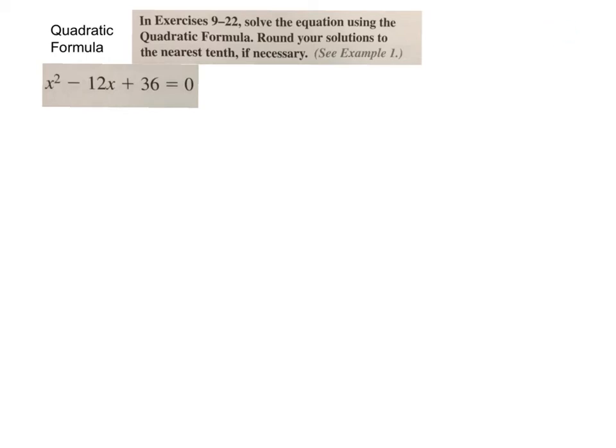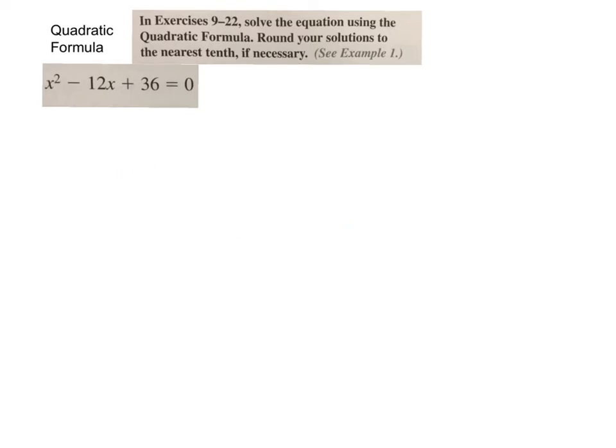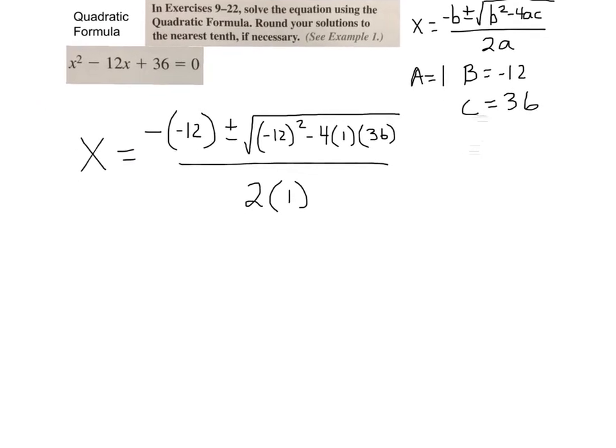So let's do that. I've got x equals negative, and then whatever b is, in this case negative 12, plus or minus the square root of b squared, so I put b all squared, minus 4 times whatever a is, times whatever c is, which in this case is 36, all over 2 times a, which is 1. So you've set up your equation, and now all we have to do is simplify this.